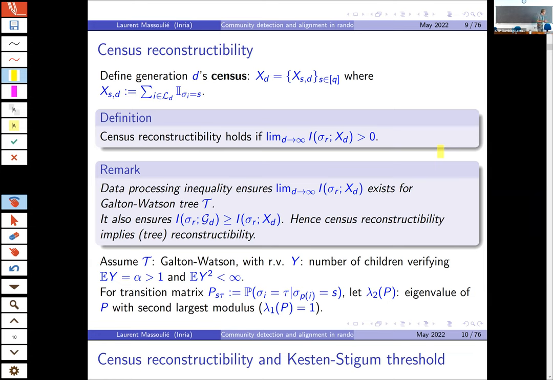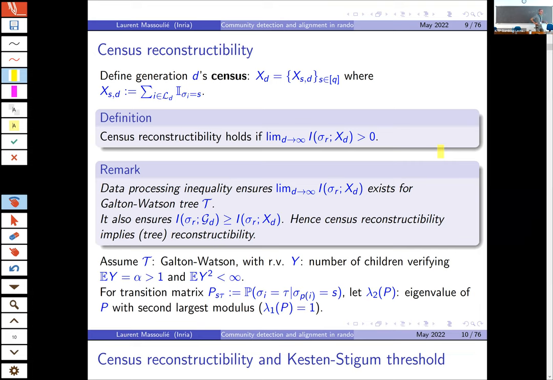So I said in the title, Kesten-Stigum threshold, and that's where it's going to appear. We will make a link between this property of census reconstructibility and a particular threshold on the parameters of the model, specifically the spectrum of the matrix P, as well as the average number of children per node in our tree. So we'll have a close relationship between the two.